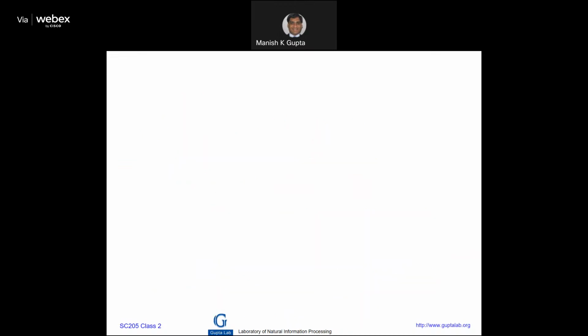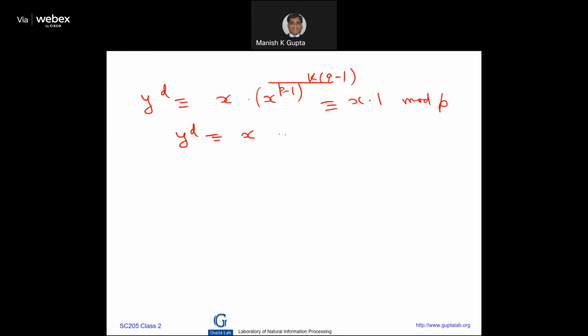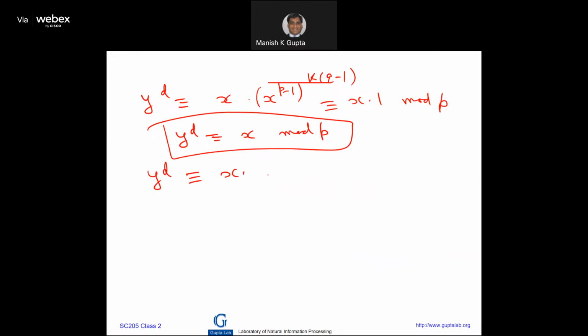And what I'm getting: Y raised to power D is congruent to X times X raised to power (P minus 1), whole raised to power K times (Q minus 1), which is congruent to X into 1 mod P. I'm not worrying about the modulo. I'm getting results with respect to mod P, which is fine. So Y raised to power D is congruent to X mod P. One result we got. Similarly, I can rearrange the terms and I can get X raised to power (Q minus 1) times K times (P minus 1). This is congruent to X into 1 mod Q. So Y raised to power D is equal to X mod P, Y raised to power D is equal to X mod Q. Now what is left?